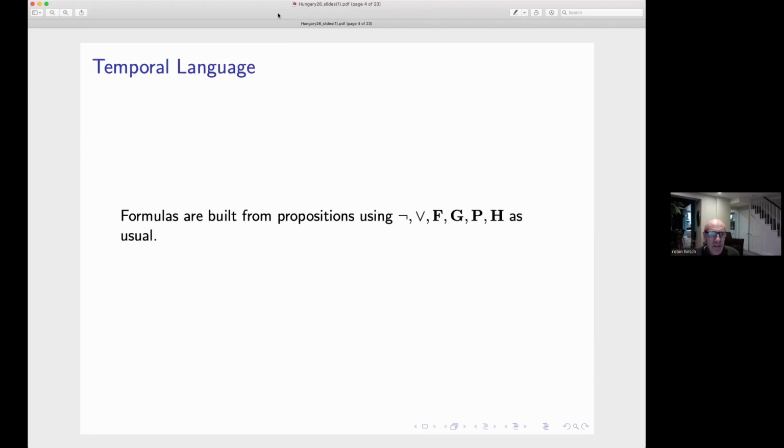In each case, we are considering a temporal logic. So this is propositional temporal logic. You start with propositions, you can use propositional connectives, and we have the temporal connectives: F at some point in the future, G at all points in the future, P at some point in the past, and H at all points in the past. I'm going to assume this is familiar. Please interrupt if it's not. This is the Priorean temporal logic, and that's the one we're going to consider.